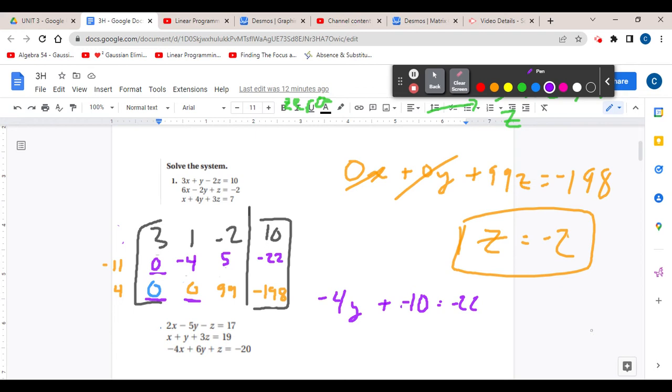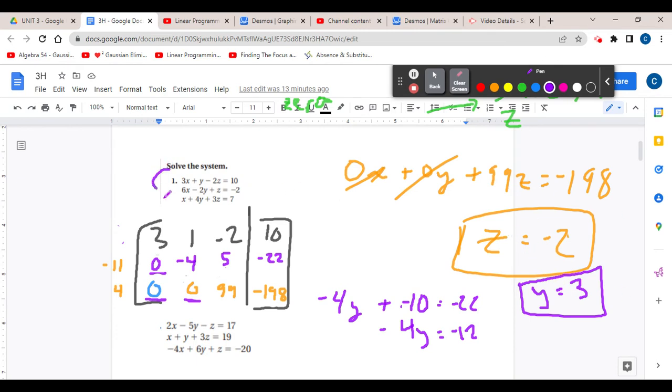Well, here, we can go ahead and solve for y. All right, move the 10 over. So we have negative 4y equals negative 12, which makes y equal to 3. All right, now we know z and we know y. So we have numbers for those. Okay, that's the whole point of doing it this way, to getting those zeros. Okay, we have numbers there. So now z and y are numbers.